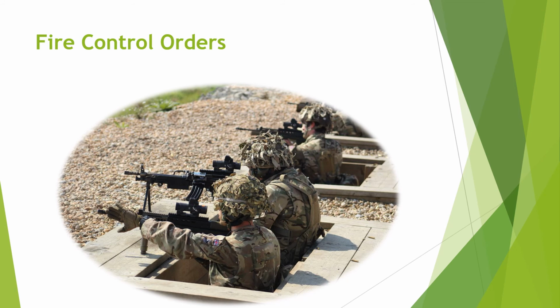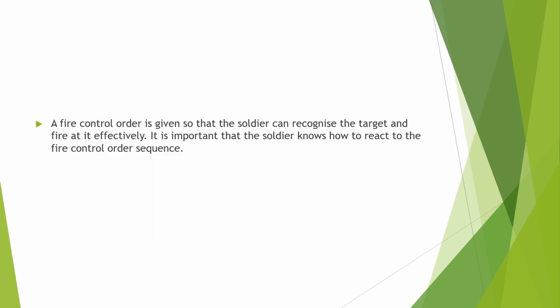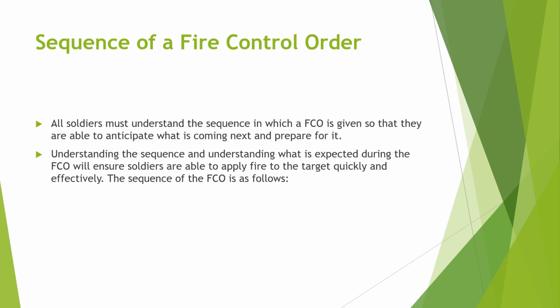Fire control orders. Sequence of a fire control order. All soldiers must understand the sequence in which a fire control order is given so that they are able to anticipate what is coming next and prepare for it. Understanding the sequence and understanding what is expected during the fire control order will ensure soldiers are able to fire to the target quickly and effectively.